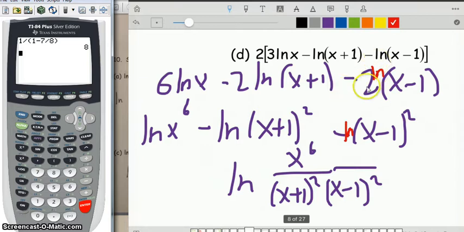So natural log goes there. The 2 goes back as the exponent inside here and here. Then minus becomes division. They both go underneath the bottom. So there's your answer for letter D.